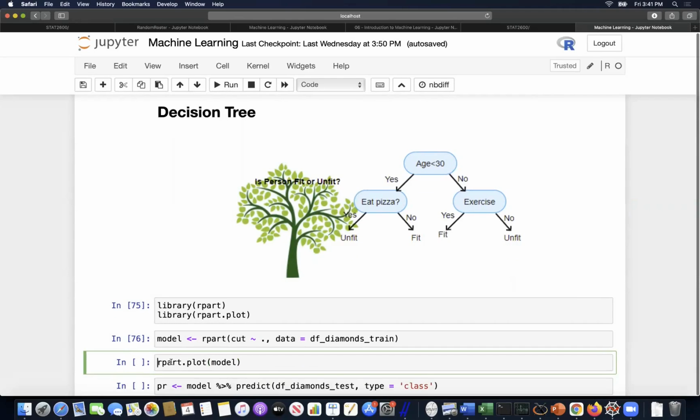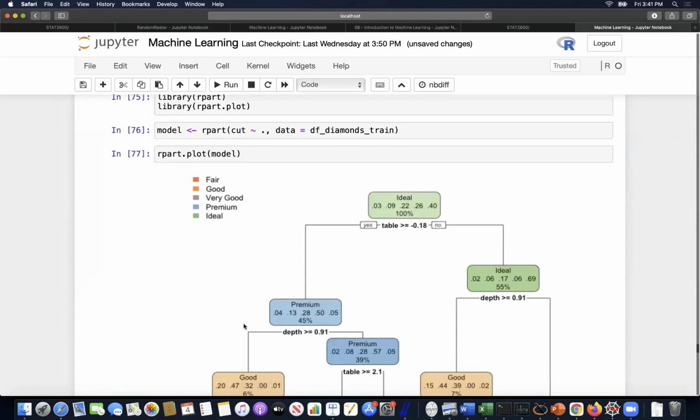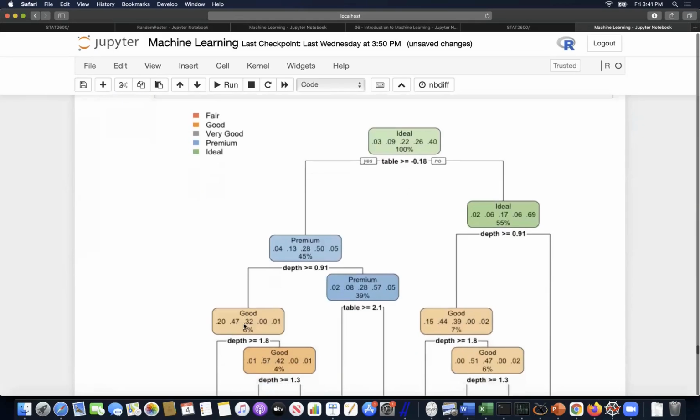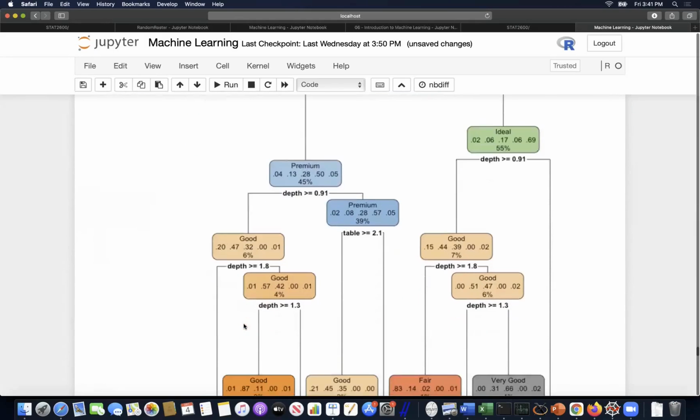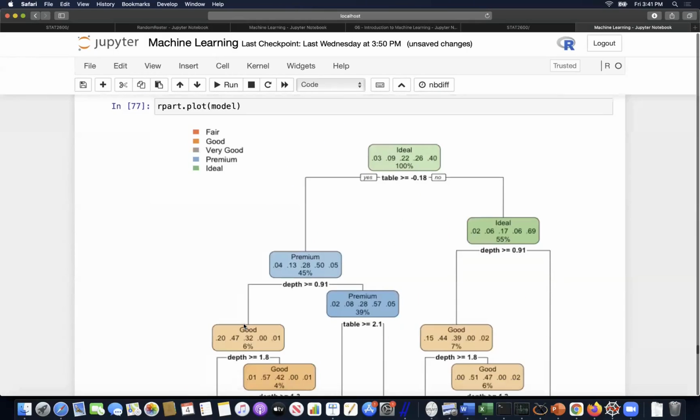And now I'm gonna call rpart.plot on the model, and then it's gonna do the plotting for us. It's beautiful. And this is your entire tree. On the diamonds data, we know that you have 5 categories: fair, good, very good, premium, ideal.